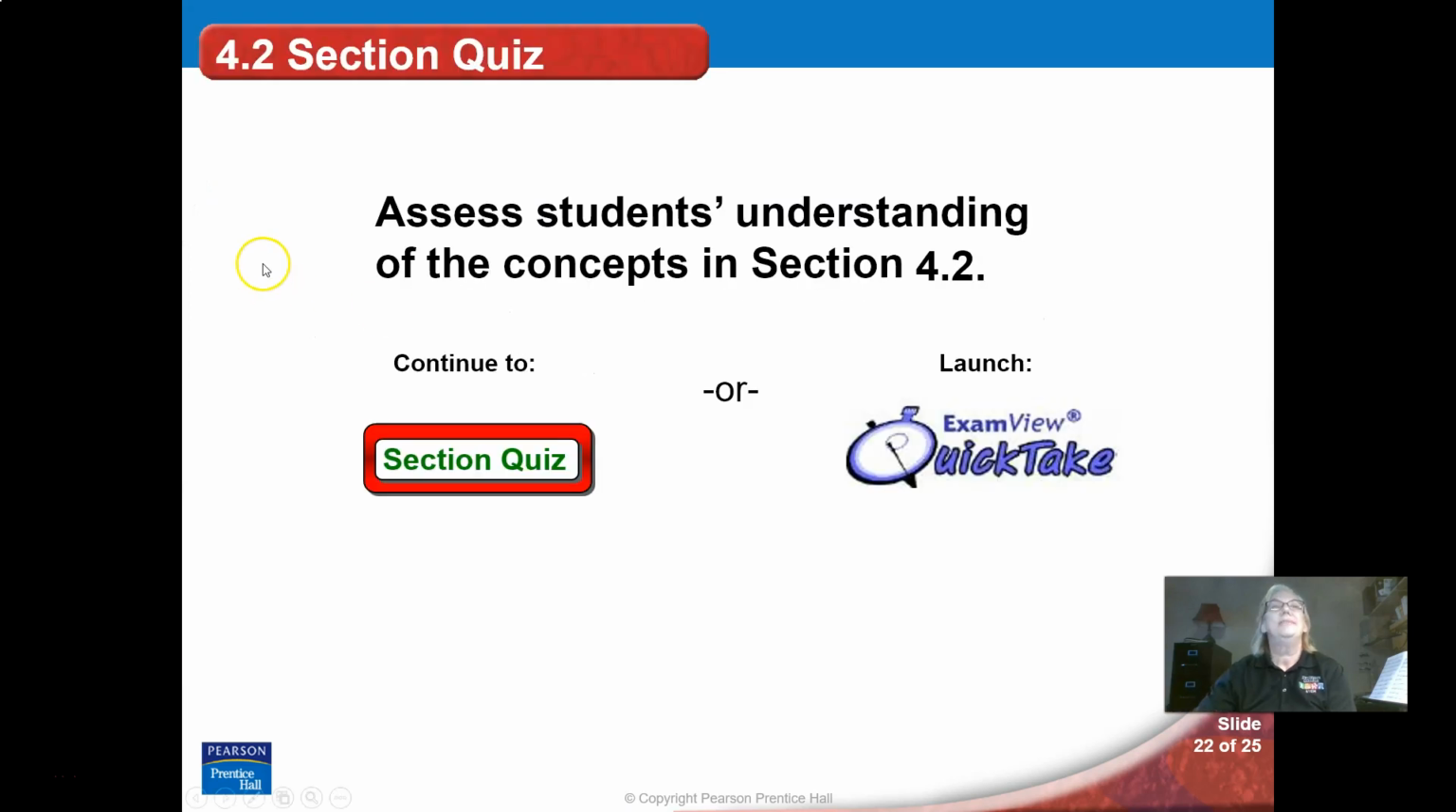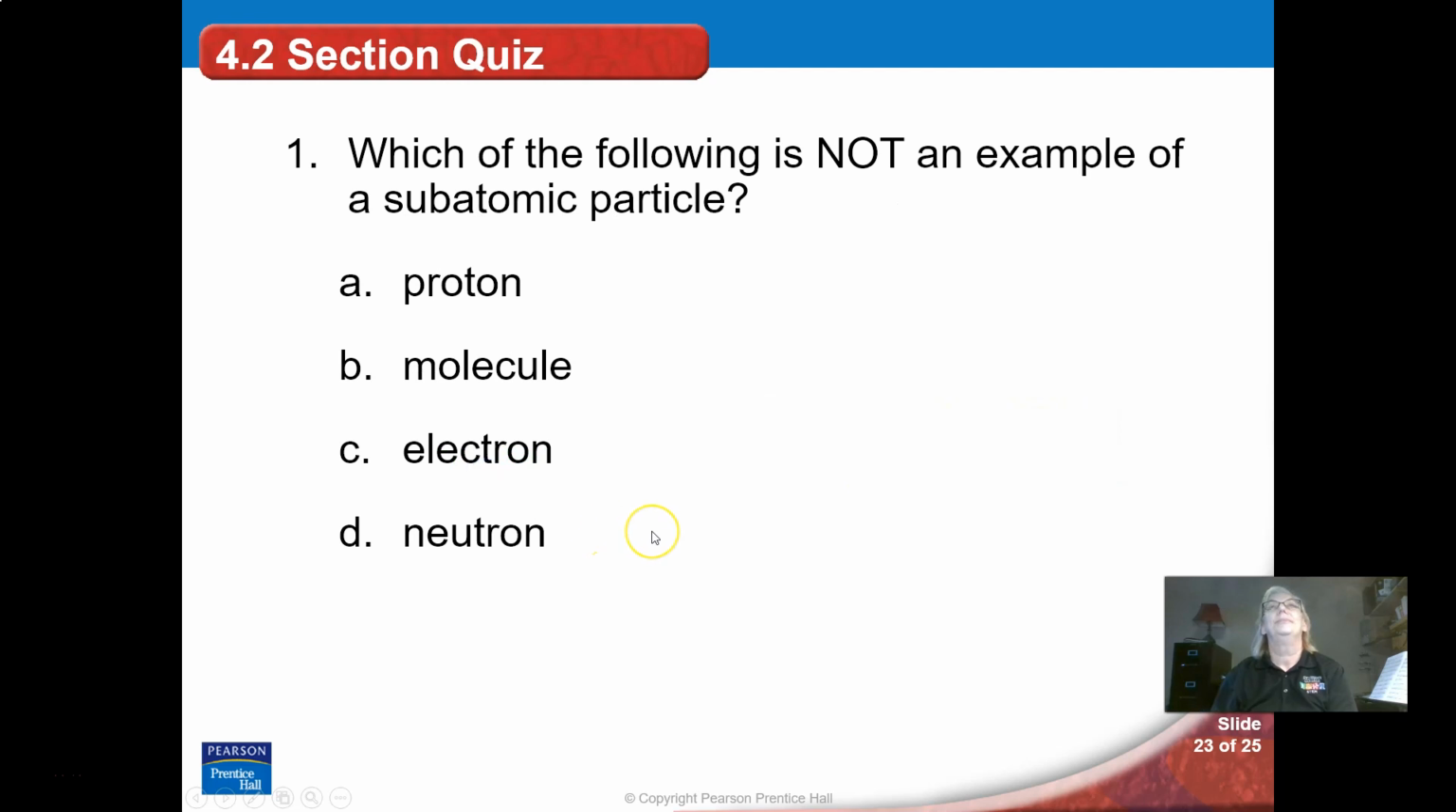So let's try our quiz. What's not a subatomic particle? Remember, sub means less than the atom, so smaller than the atom, just parts of the atom. So which is not part of the atom? So hopefully said molecule. All right.